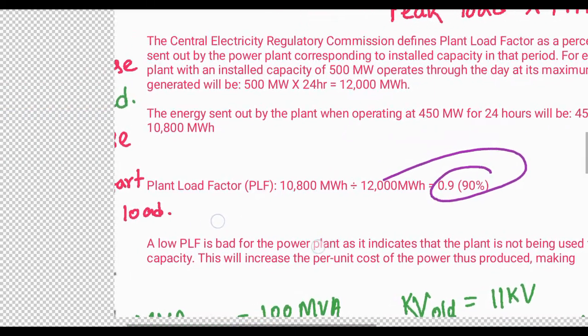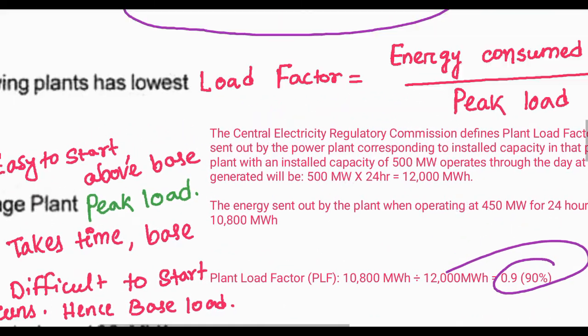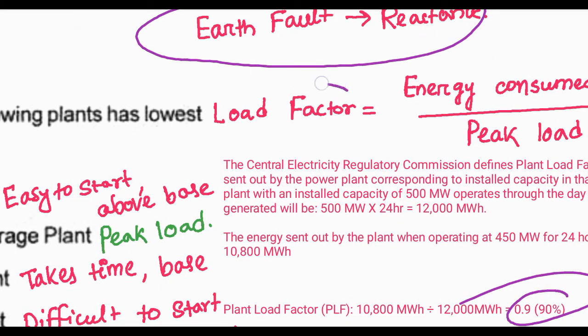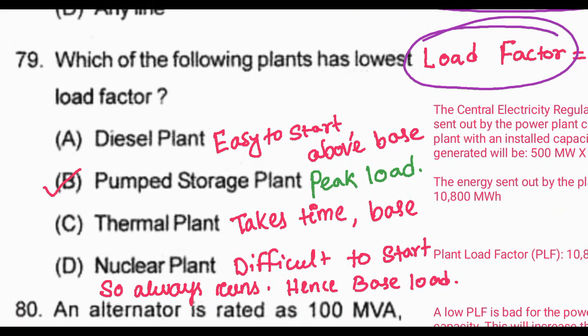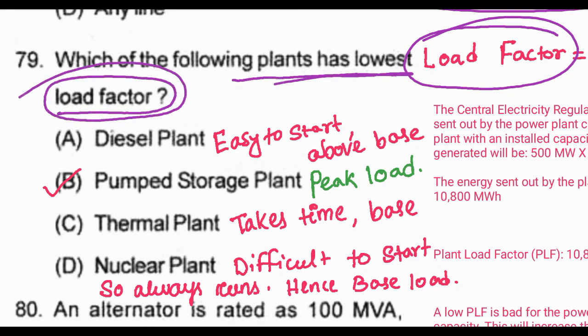So now this is the concept of load factor. The question given is, which of the following plants has the lowest load factor? The highest load factor will be for the plant which is running always, that is, for the base load condition. Here the base load plant is the nuclear plant, because it is difficult to start and stop. So this is always a base load plant.